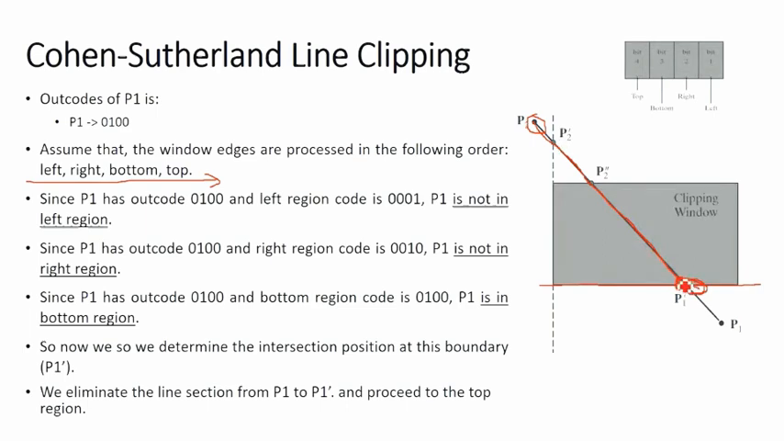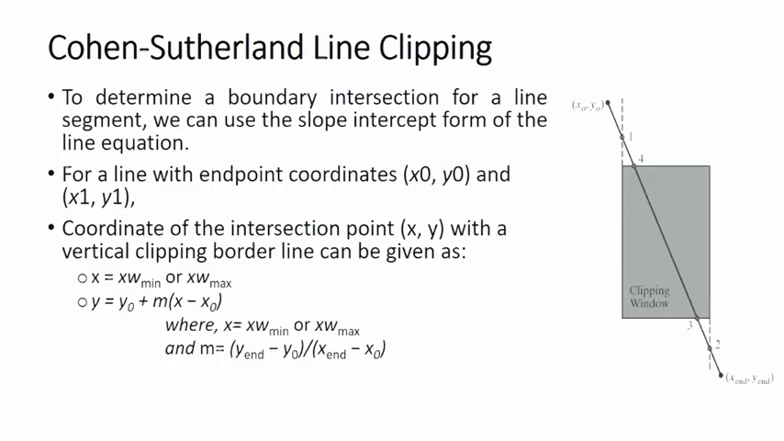If one of the lines region code after clipping we get a 0, then it's time for us to move to the next point. That is, after I clip this, since this region code I got a 0, the next point I would be considering for clipping would be this one. So we keep doing that.